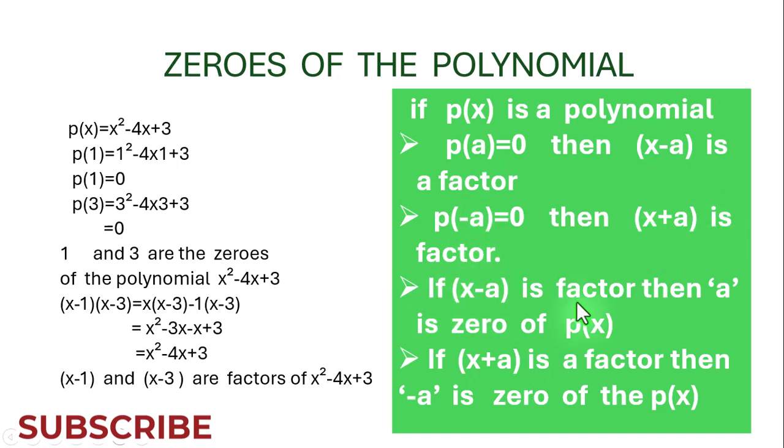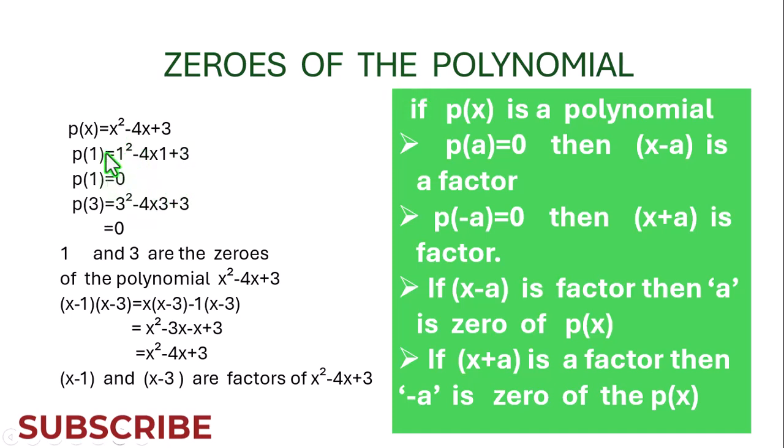If x minus a is a factor, then a is a zero of p of x. If x plus a is a factor, then minus a is a zero of p of x. Converse also: p of a is equal to 0, x minus a is a factor. Converse: x minus a is a factor, then a is a zero of p of x. P of minus a is equal to 0, then x plus a is a factor. Converse: if x plus a is a factor, then minus a is a zero of p of x. So this is the zeros of the polynomial.